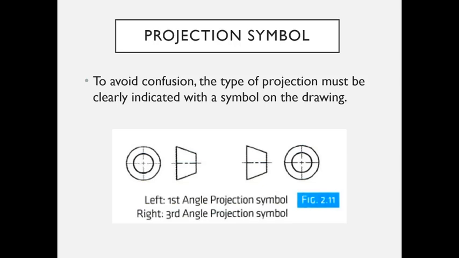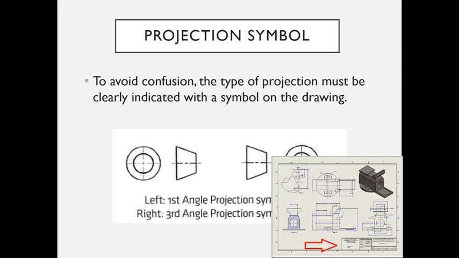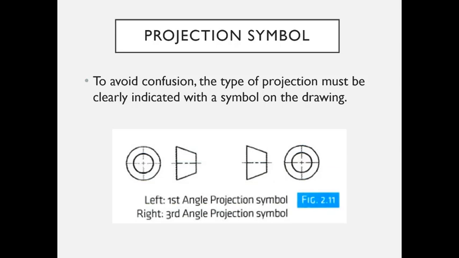In the drawing, there's a table on the lower right corner, and the table is called the title block. The title block includes important information about the drawing, such as the drafter's name, date, company name, tolerances, etc. And one of them is the symbol for the projection method used. Here, the symbol on the left is for the first angle projection, and the third angle projection symbol is on the right. The shape of the symbol is two views of a truncated cone.